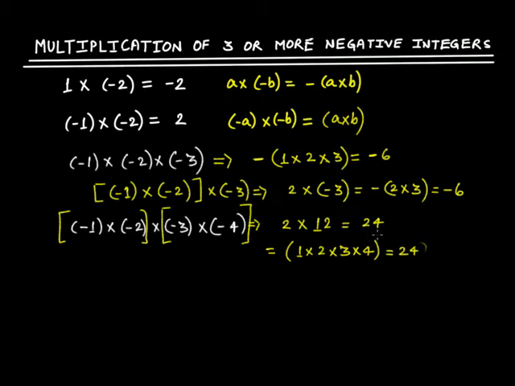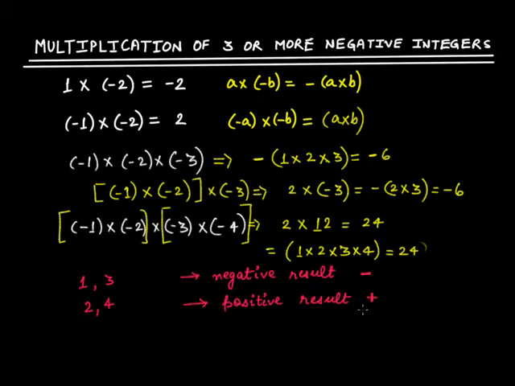So for one negative integer, for three negative integers, you're getting a negative result, or say whatever answer you get will be with a minus sign, right? For 2 and 4 negative integers, you have a positive result, or the answer will be positive. Since we don't need to write a positive sign, we'll ignore this.